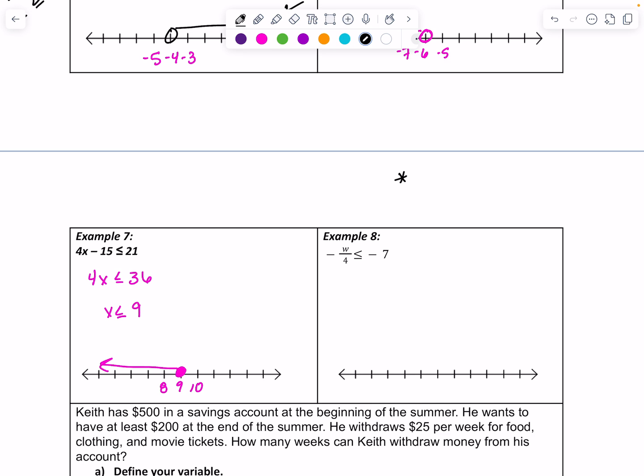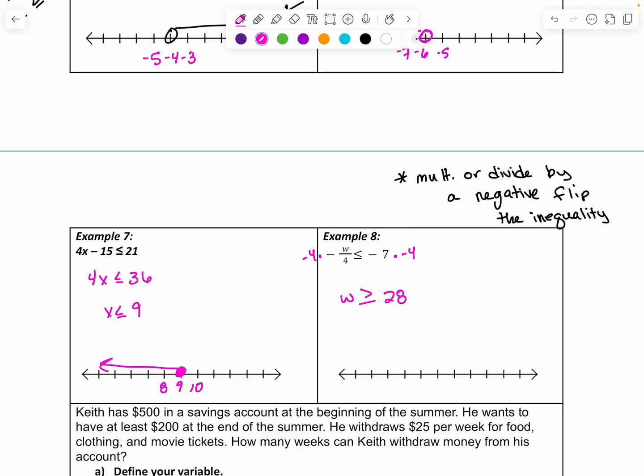Okay, here we need to make a note. If we multiply or divide by a negative, the inequality flips. Hopefully you remember that, but if not, here's a little note. Okay, so now I have to multiply by that negative 4. And so because I did that, my inequality is going to become greater than or equal to positive 28. So I put my number line on here, color it in because it's equal to, and then we want the numbers that are greater than. Okay?